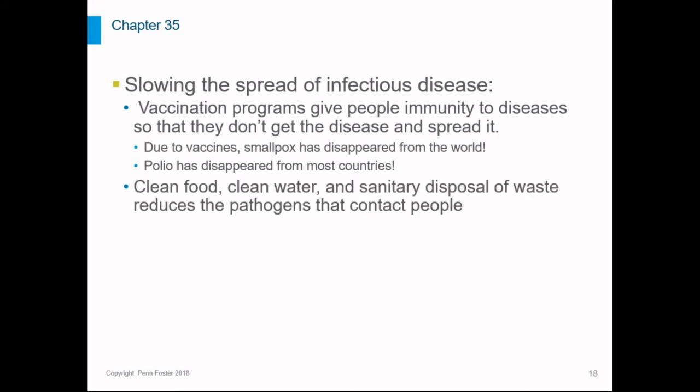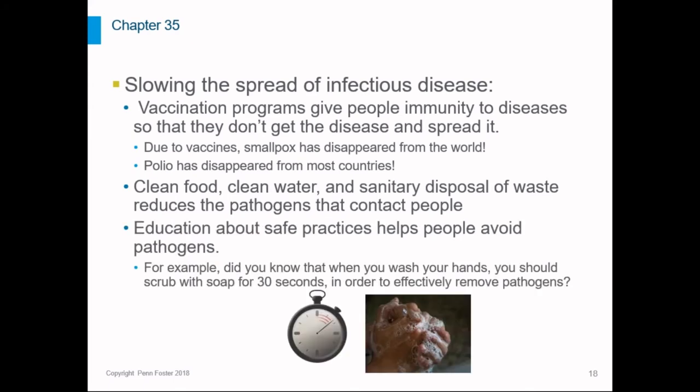The next way to fight infectious disease has been ensuring that people have clean food, clean water, and sanitary disposal of waste. These things reduce the amount of pathogens that people come in contact with. And then education about safe practices helps people avoid pathogens. For example, did you know that when you wash your hands, you should scrub with soap for 30 seconds in order to effectively remove pathogens? It's worth the time to wait around for those 30 soapy seconds if it helps you avoid an illness.